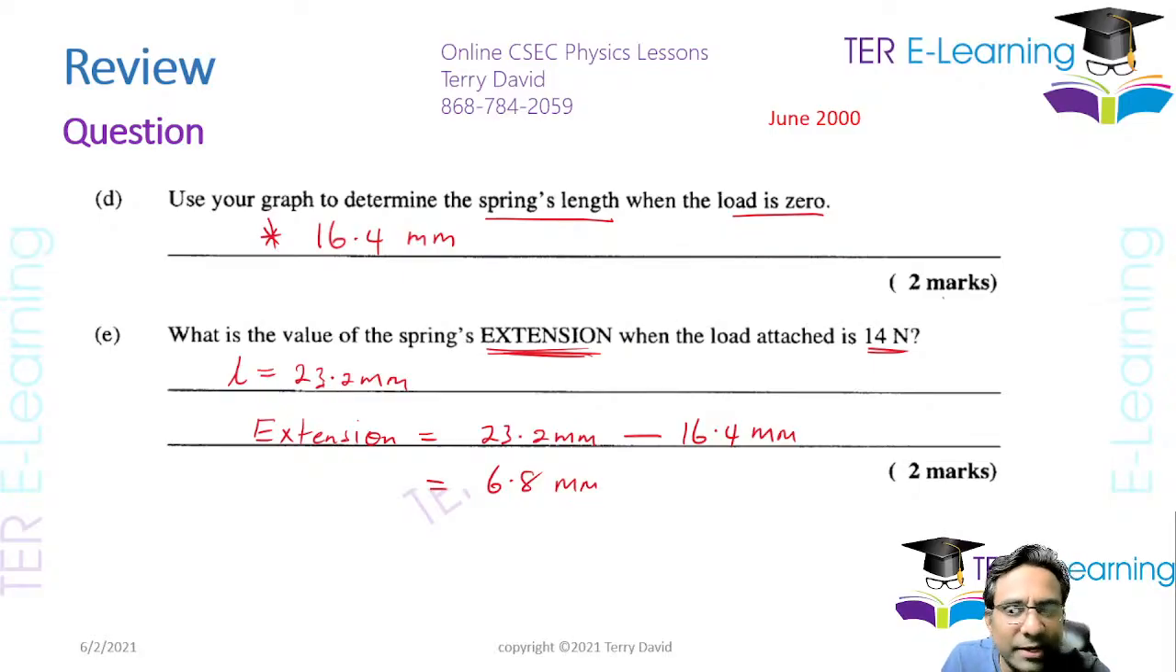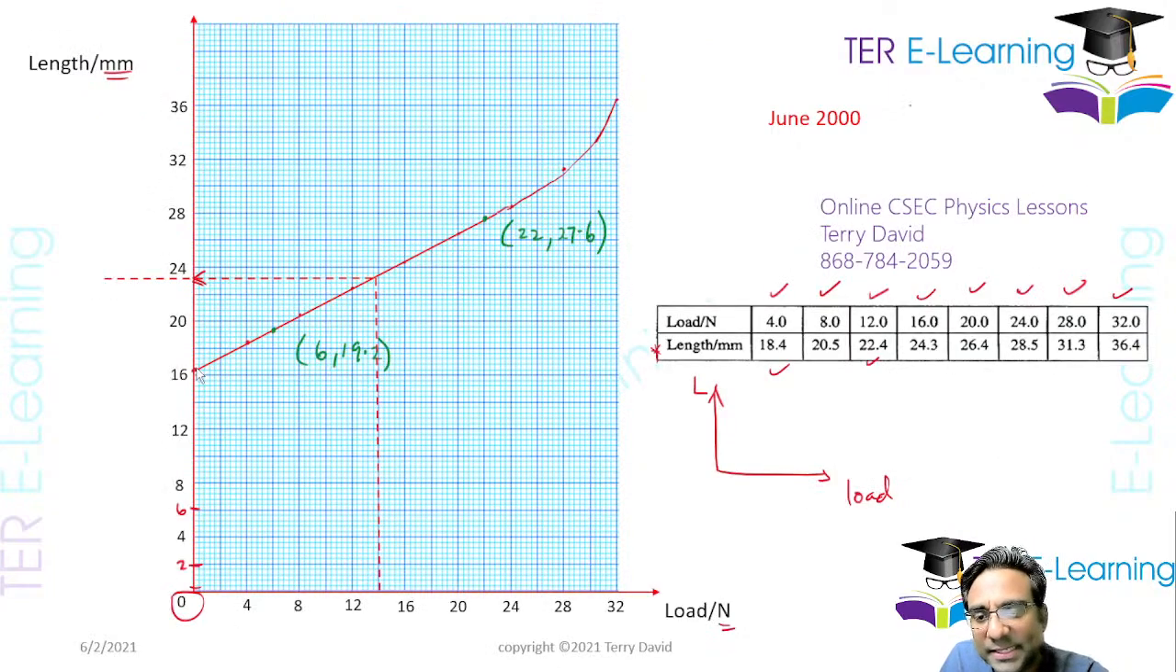Right, somebody asked where I got the 16.4. I got that from the graph. Your y-intercept on the graph is actually the length of the spring, right? That's when I have no load attached to it. That's where I got 16.4 from, straight from the graph. So be prepared if you get a question like that. Sometimes they can make you plot extension against force, or they tell you plot the length against force. So this graph didn't pass through the origin like the last one.